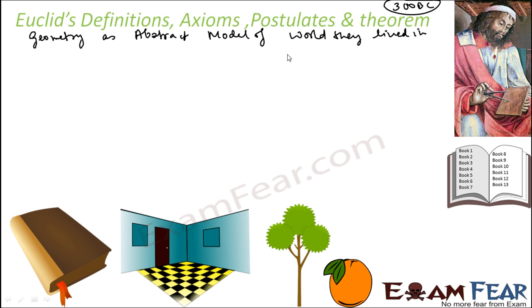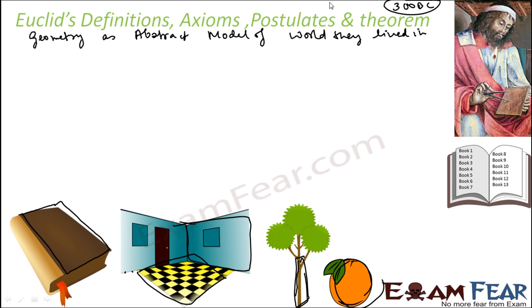In fact, geometry is more to understand the abstract world. If you see the things around us, you will see books, walls, trees, fruits, and all the geometrical terms we use, you'll find in these objects. For example, anything is a point. This is a point, this is a point. This is a line, and this is a line. Talk about a plane: this is a plane in the book, this is one plane here, and if you see the whole thing, this is again a plane.